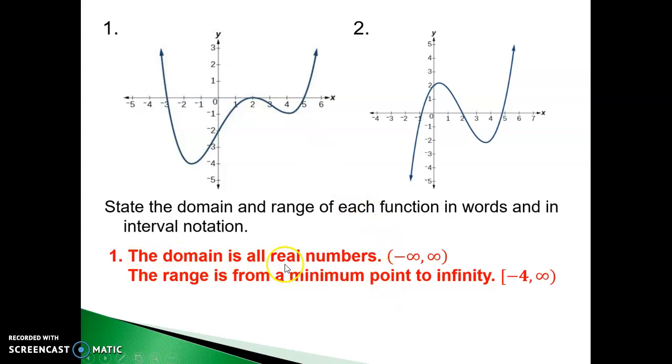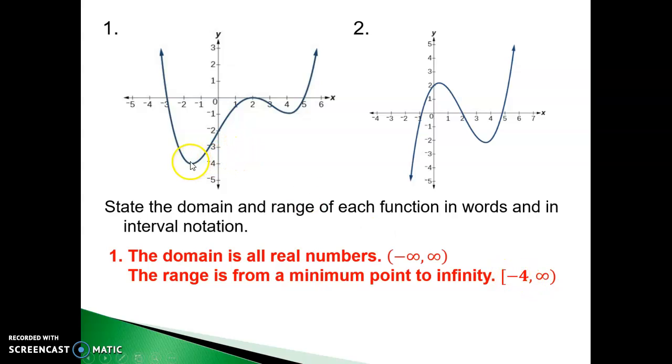So in words, we would say the domain is all real numbers. In interval notation, we're going to start at -infinity and end at +infinity. And I'll come back to that in a second. So the range is from a minimum point to infinity. That minimum point happens to be at -4. And so we go from -4 to infinity.